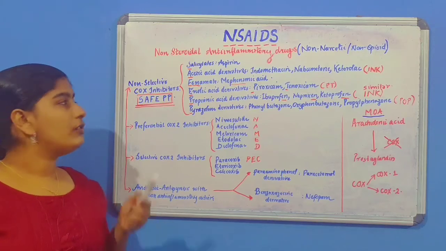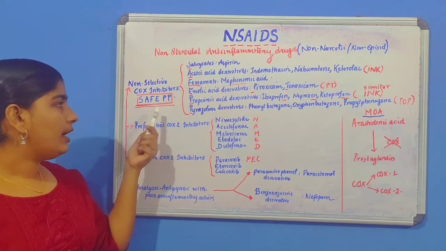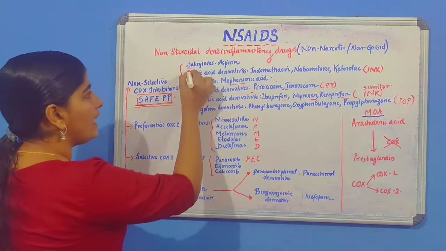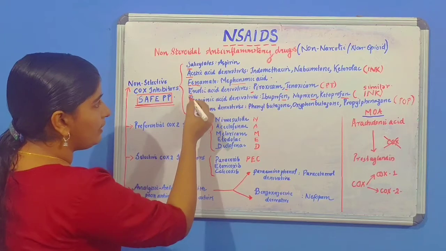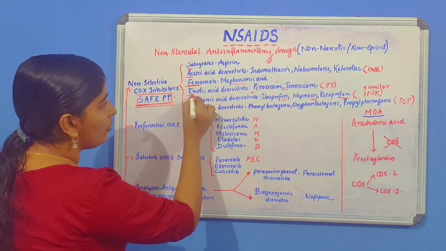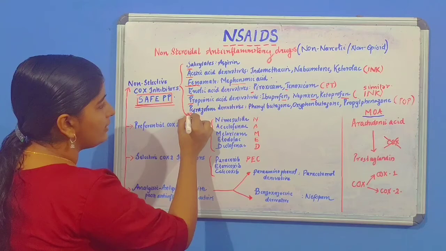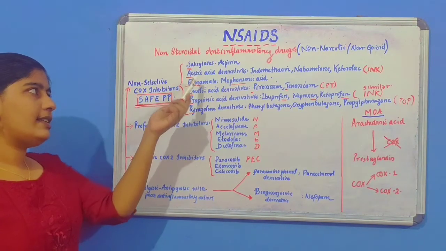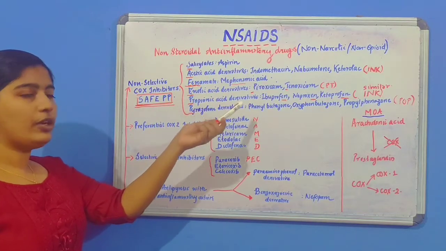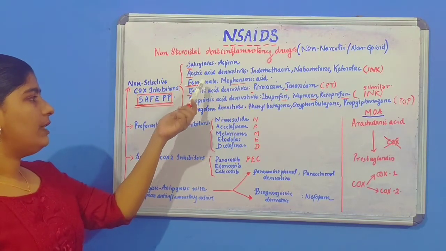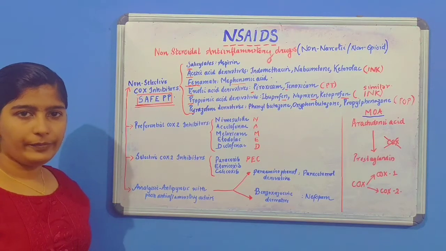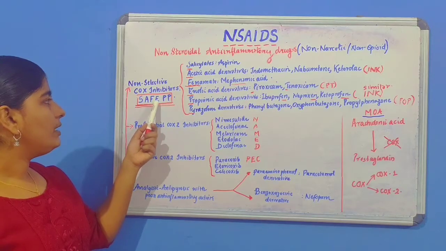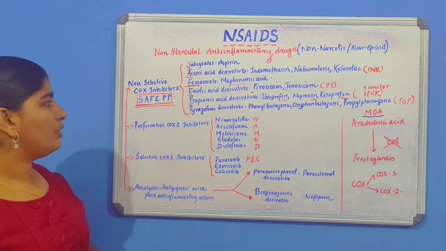First of all, non-selective COX inhibitors. I have made a code here, that is SAFE PP. So the sub-classifications are salicylates, acetic acid derivatives, phenamate, enolic acid derivatives, propionic acid derivatives, and pyrazolone derivatives. Also, you can remember three acids: acetic acid, enolic acid, propionic acid derivatives. The rest are salicylates, phenamate, and pyrazolone derivatives.